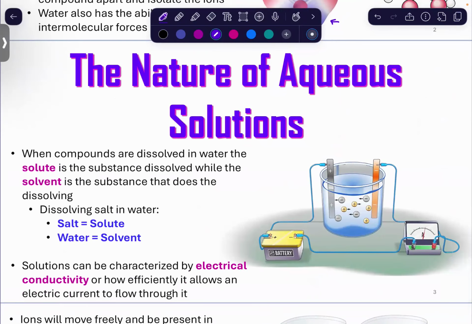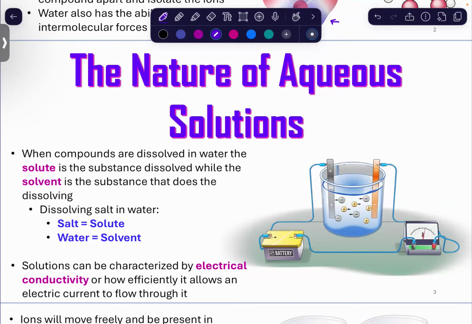When we're talking about aqueous solutions, we have a couple of words we need to know. The solute is the compound that's being dissolved. The solvent is the substance that does the dissolving. So again, if we put salt in water, salt is your solute, water is your solvent.